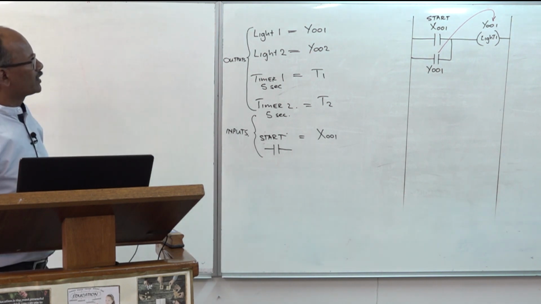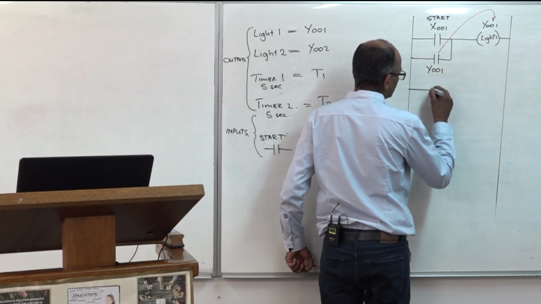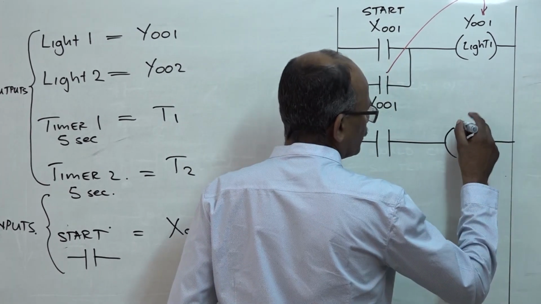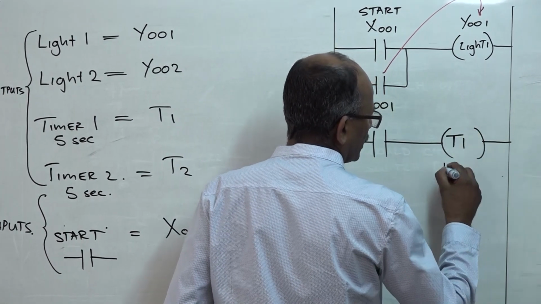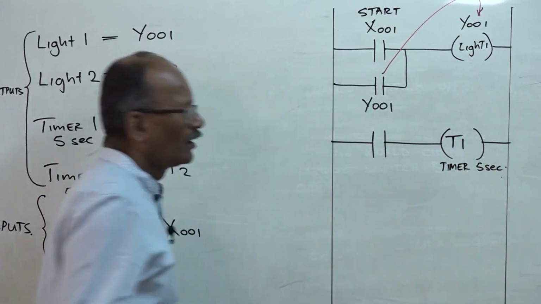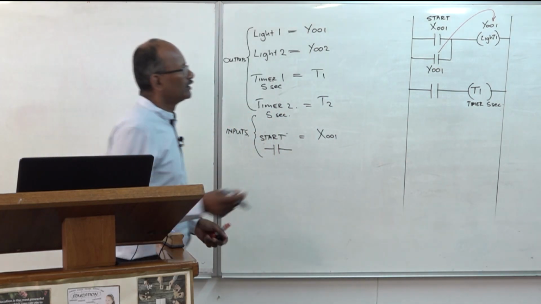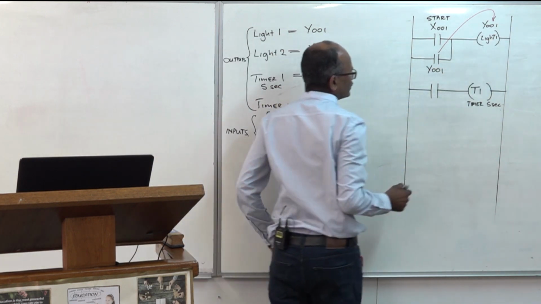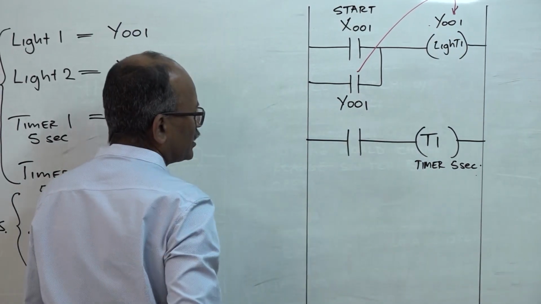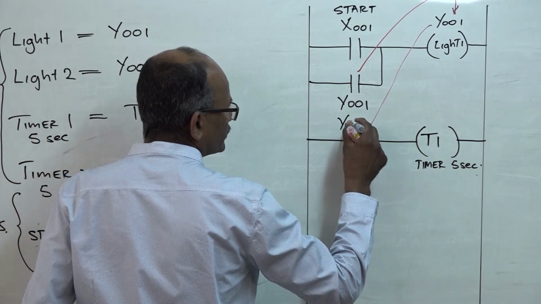5 seconds later, I want that to actually turn off. So I'm going to have a timer. Something must start my timer, and I'm going to call this T1, timer 5 seconds. When do I start the timer? As soon as the light comes on. How do I know the light is on? Y001 is energized. So once again, Y001 will start the timer. The address of the switch would be Y001.